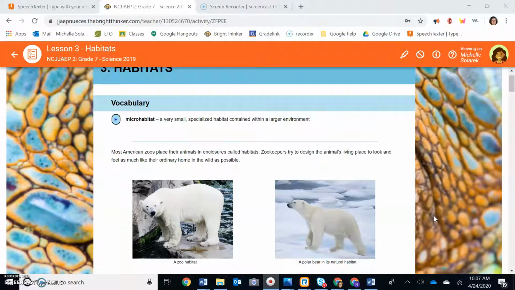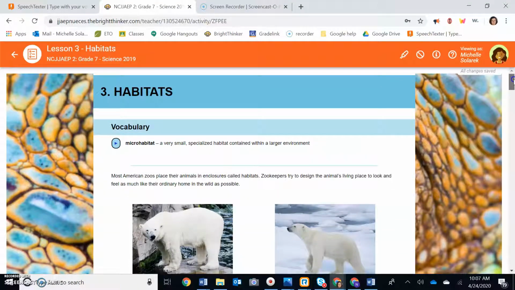Sydney, let's try something new. I'm going to make videos just for you, and I'm going to try to make them really easy. We're not even going to go to the questions. I'm just going to give you stuff to write down. So today's lesson is on habitats. So let's take a look at this.